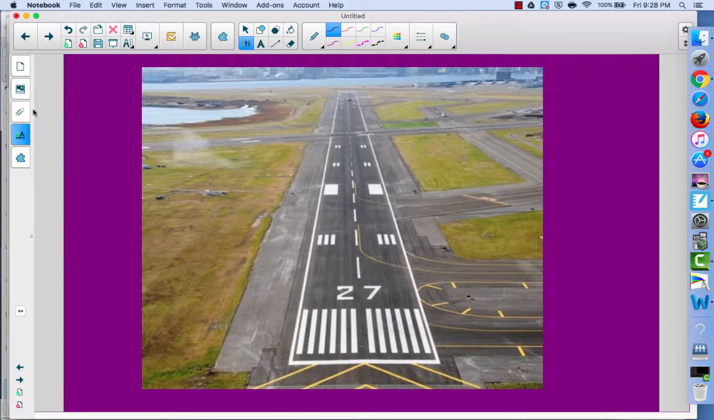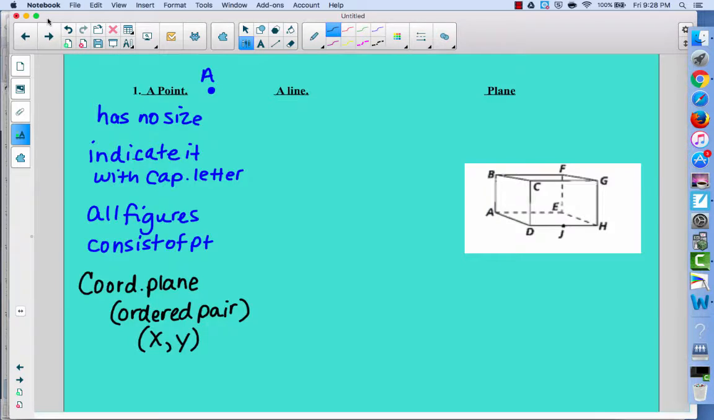Okay, so I'm going to go back to that picture, this is actually where planes take off. If you can imagine, my plane is right here and I'm getting ready to take off. That's a point, okay? All right, a line.